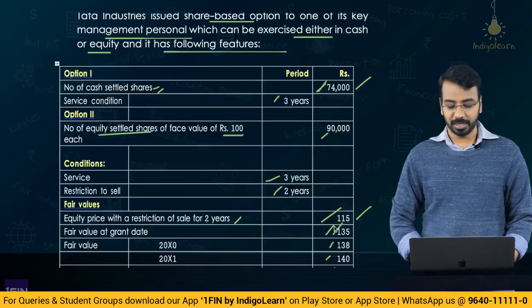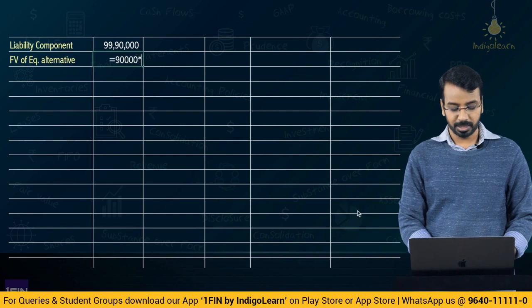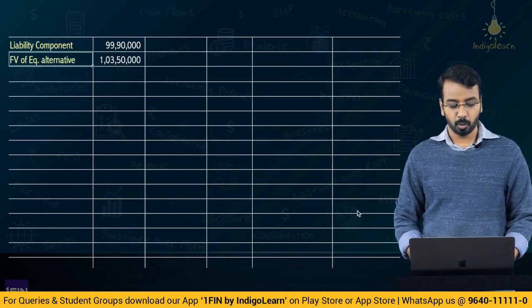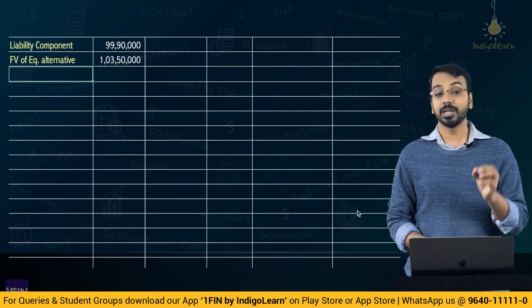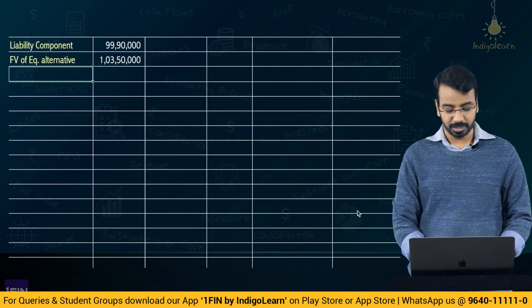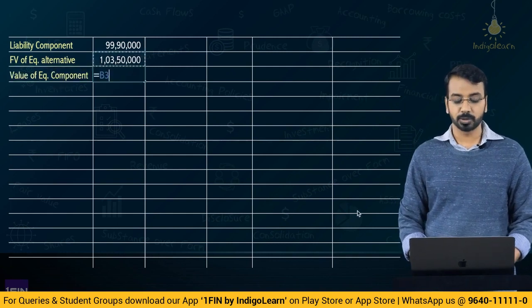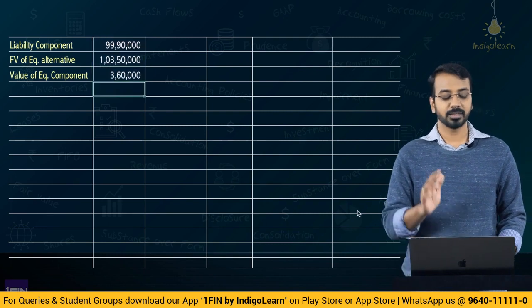Then what is the fair value of the equity alternative? Under the equity alternative, you get 90,000 shares and these have a fair value of 115. So, 90,000 multiplied by 115, you get 1,03,50,000. So, what is the value of the equity component? That is, what is the differential value of the equity component? It is 1,03,50,000 minus 99,90,000, you get 3,60,000.